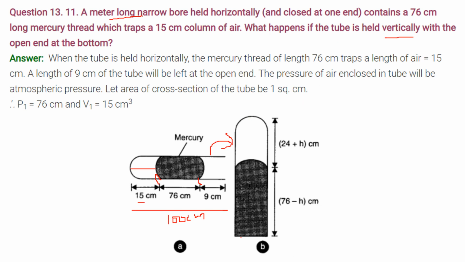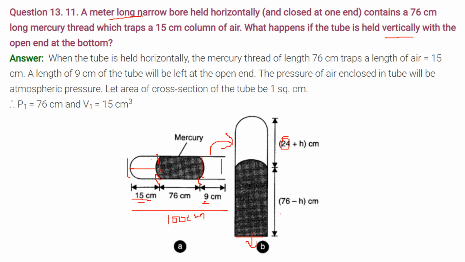This is the open end at the bottom, so some mercury is going to fall, this is going to come down. This area and this area will add up to form the air basically. So this is 15 plus 9. 15 plus 9 is 24. Now H is the pressure. So what is the pressure?